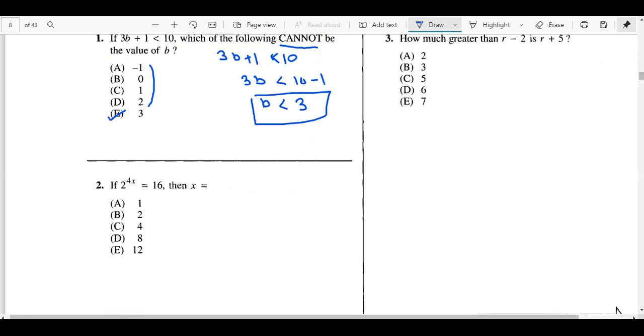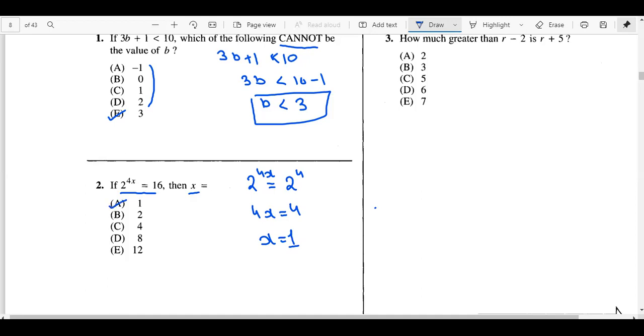If 2 to the 4x equals 16, then we need to find x, and we know that we cannot find x this way. Our bases should be the same so we can compare the powers. You are allowed to use a calculator in this part, as has been mentioned. 16 can be written as 2 to the 4, and now I can compare the powers. So 4x equals 4 and x equals 1. So A is the answer.